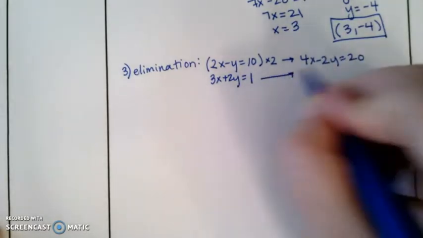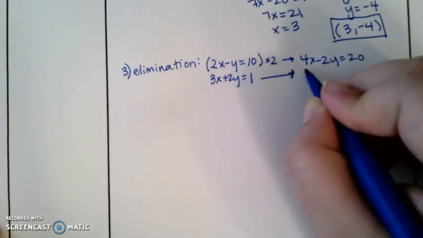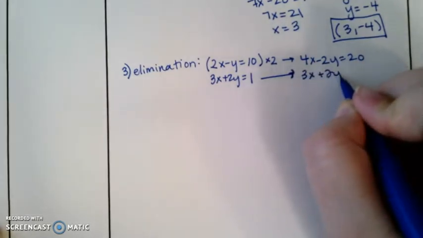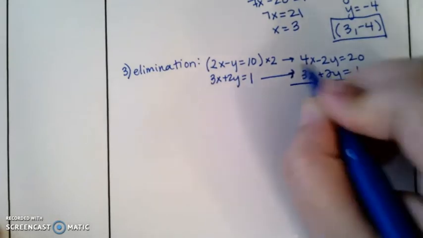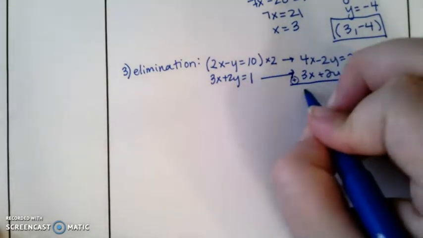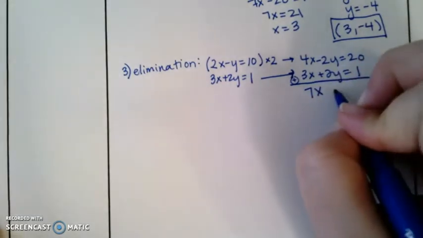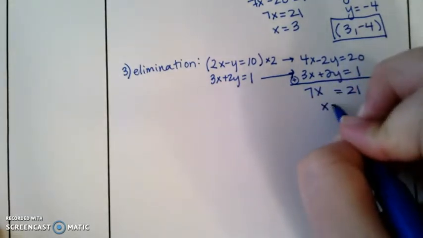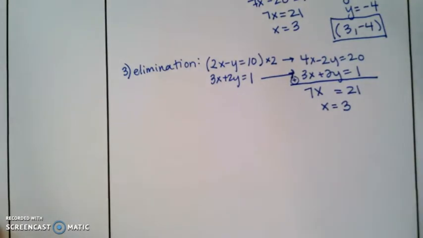I'm just going to go ahead and copy over the second equation, 3x plus 2y equals 1. And then I'm using kind of function addition. So 7x plus 0 equals 21. X equals 3. And then just like before, I have to substitute that back in order to find my value for y.